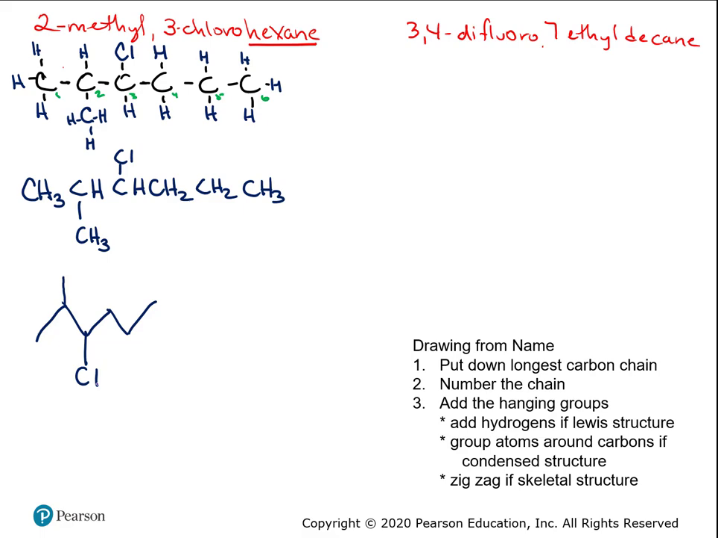I don't care which one you do. So on the test, if I give you this and ask you to draw it, you can draw any of the three. You don't have to draw all of them, whichever one you prefer. Okay? But always when you do this, put down the longest carbon chain first. Then you can number it and then just attach the non-hydrogen groups to whichever carbon it's listed as belonging to.